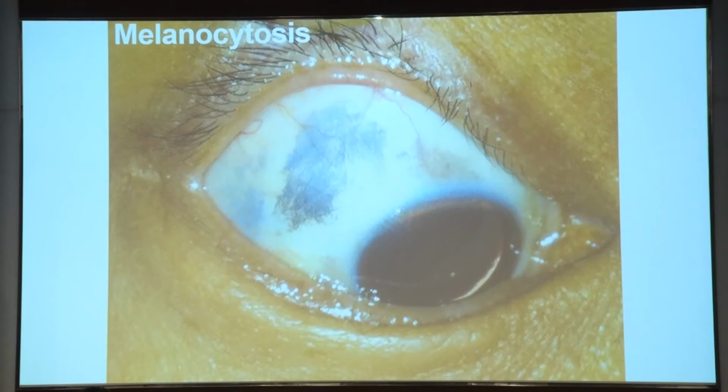Now there are some systemic associations: Carney complex and dysplastic nevus syndrome. Basically in dysplastic nevus syndrome, the patient will have nevi all over the body in different parts, and these are patients who are more prone to have melanomas also.